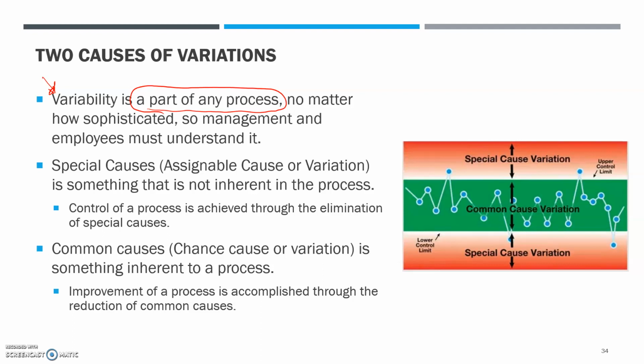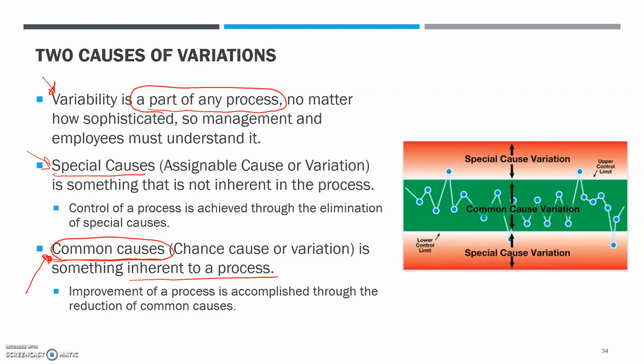So we divide variability into two different types. One is called special causes. The other is called common causes. Starting with common causes, it is the variability caused by the process itself. It is inherent to the process, meaning that if you are using very low efficiency equipment, you should expect a certain amount of variability. That is it.